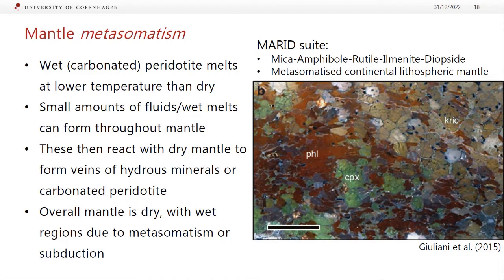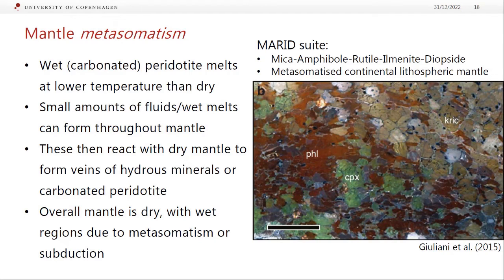So aside from this kind of overall fluid fluxing, we can also get this local phenomenon called mantle metasomatism. And metasomatism just means it's almost like metamorphism, but you're adding something to change the composition. It's not staying at a fixed composition. And it gets typically used when talking about mantle rocks, although some people will talk about metasomatism when they're talking about crustal metamorphism.